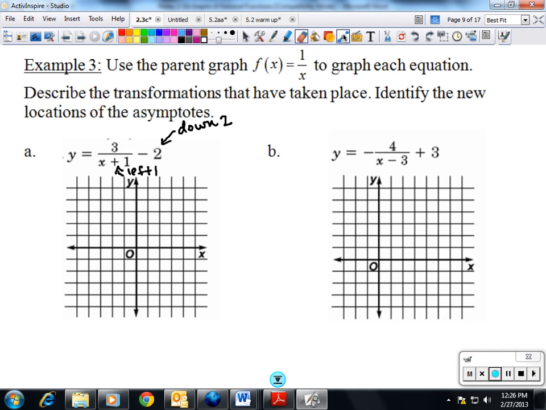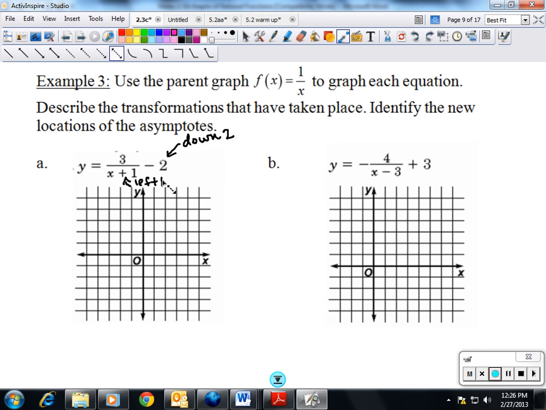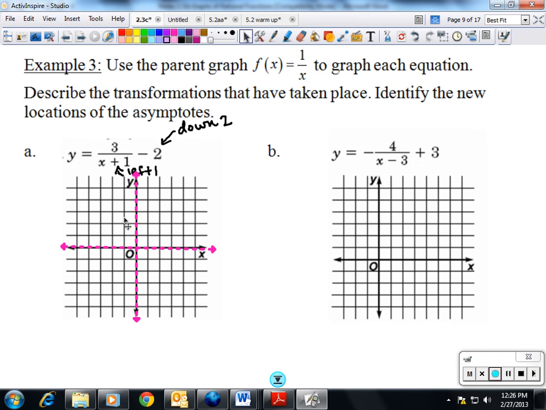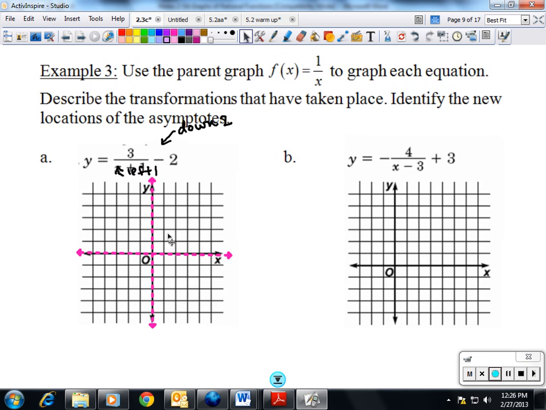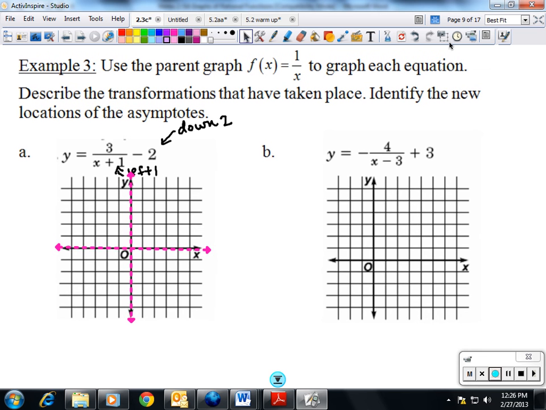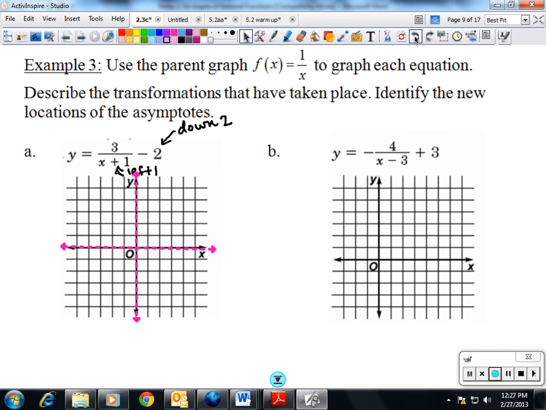Maybe if I draw it with a dotted line, it'll let me move it. Okay, so I go left 1. Yeah, you're laughing at me as you're watching this video. Shoot. It's not going to let me do it. That makes me angry.